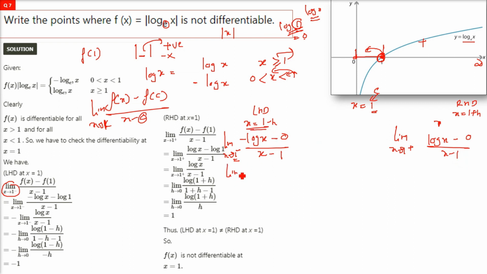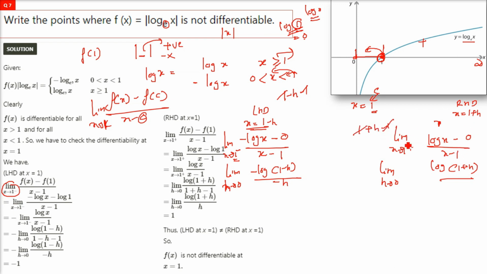So now the limit will be changed because we are replacing x by 1 minus h. Here also limit h tends to 0, we are replacing x by 1 plus h. So minus log, in place of x, replace it by 1 minus h. And then this x has to be replaced by 1 minus h minus 1. 1 gets cancelled. Negative h it will be. Here log, in place of x, replace it by 1 plus h. In the denominator it is x minus 1, x is 1. So 1 plus h minus 1 gets cancelled, it is h.